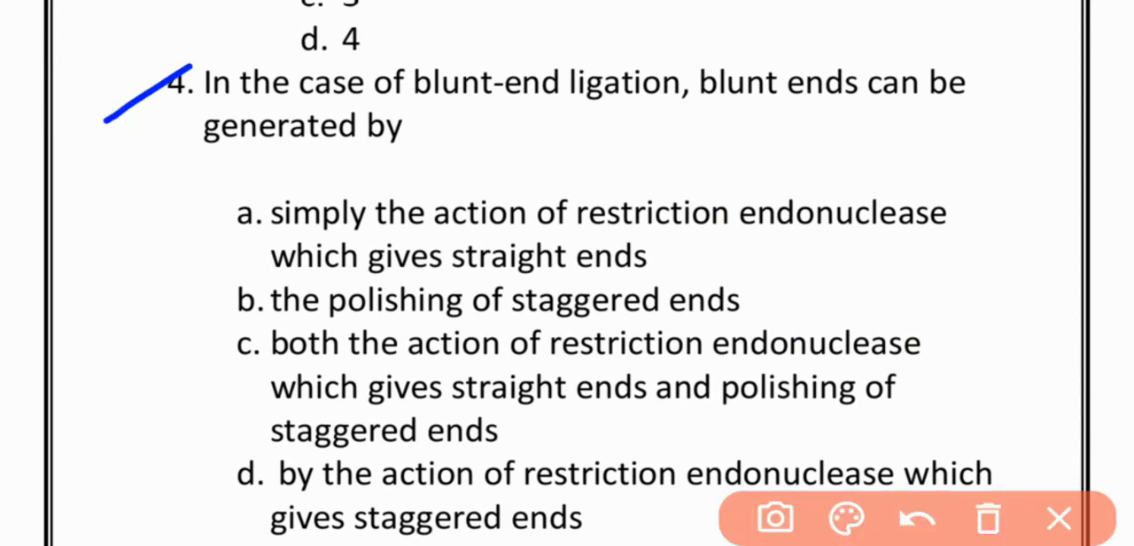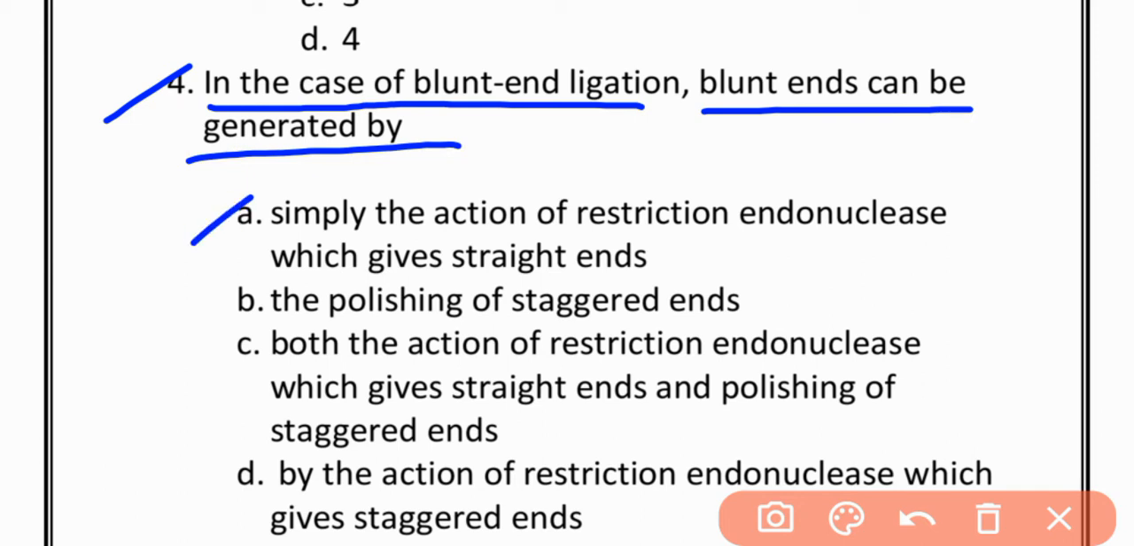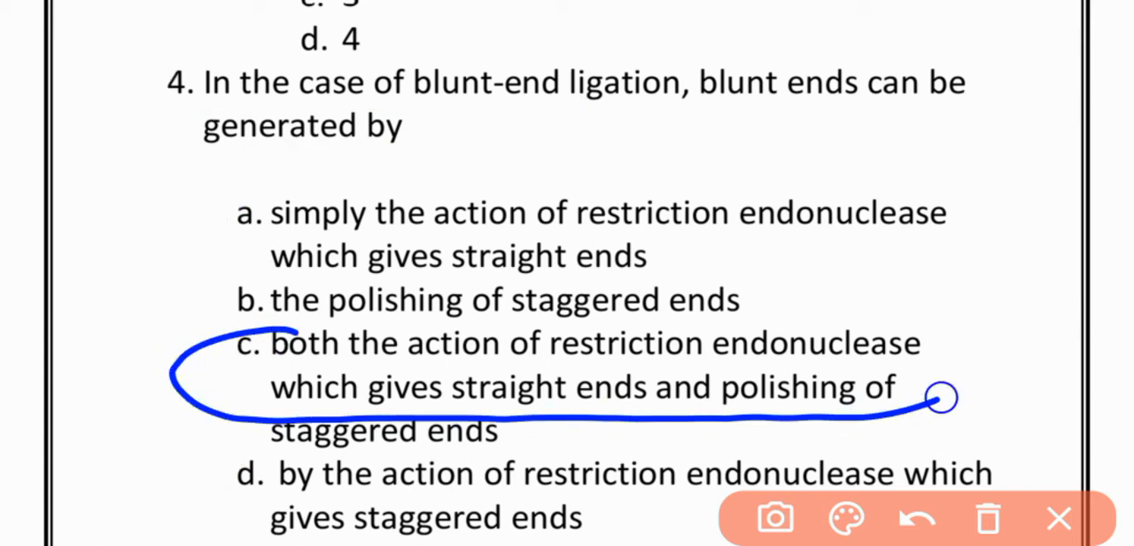MCQs number 4. In the case of blunt end ligation, blunt ends can be generated by: option A, simply the action of restriction endonuclease which gives straight end. B, polishing of staggered end. C, both the action of restriction endonucleases which give straight end and polishing of staggered end. D, by the action of restriction endonucleases which give staggered end. The correct option is option C.